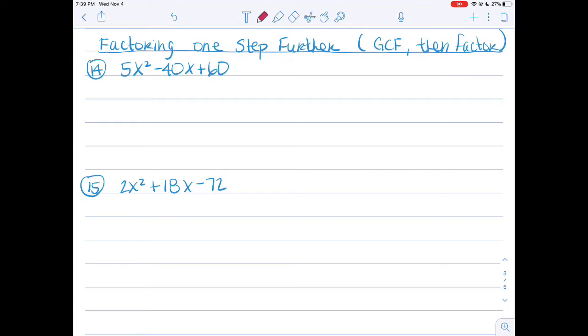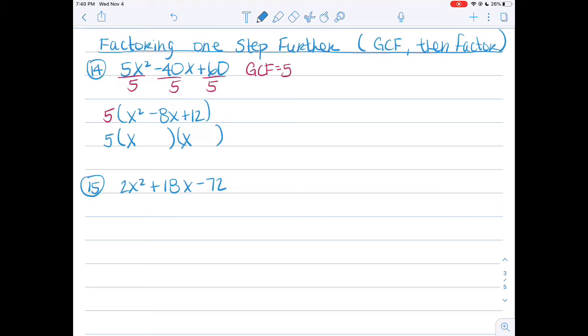So for problem 14, our GCF is going to be equal to 5 because 5 will divide into 5, negative 40, and 60. So I'm going to divide all of these by 5, leaving me with x squared minus 8x plus 12. And now I want to look at factoring what's left in parentheses further. So I know I'm still going to have that 5. The greatest common factor has to come out. I have an x squared, so that's going to be an x in the front of each of the parentheses.